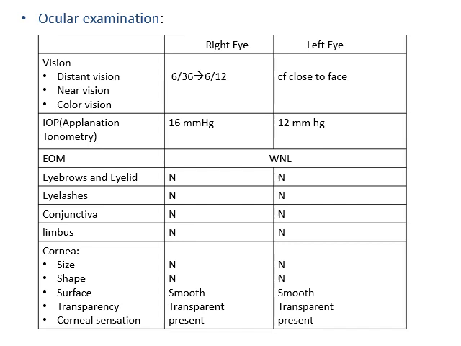So for the right eye, I have considered visual acuity to be 6/36, which improves after putting the pinhole to 6/12. So here we are seeing that the visual acuity is not improving to 6/6. Hence, we can suspect a cataractous change in the patient. In cases of refractive error, after putting the pinhole, the visual acuity will usually improve to 6/6. In the left eye, the visual acuity is very low, that is counting fingers close to face.